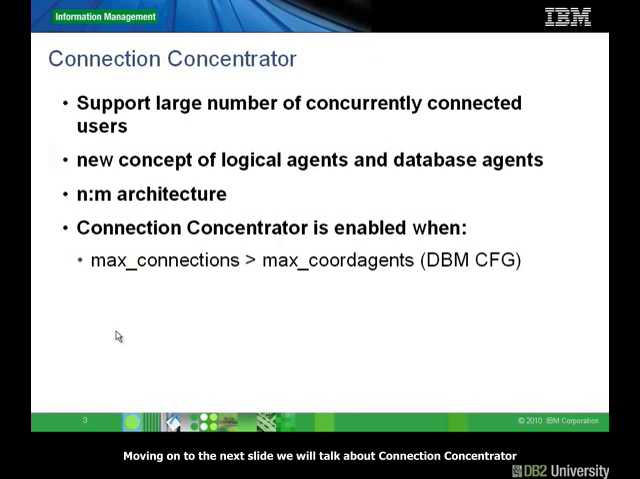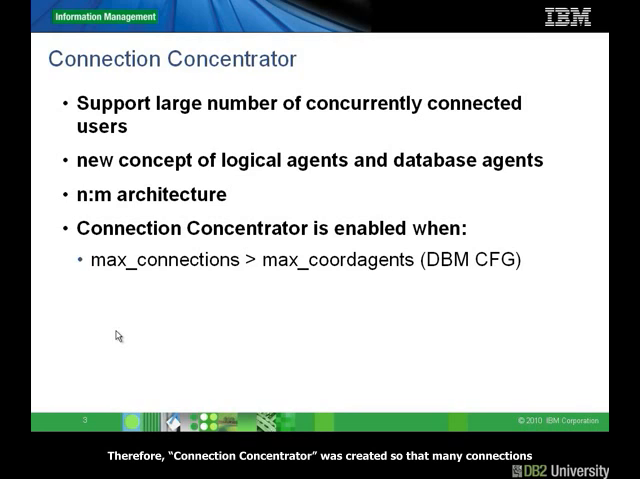Moving on to the next slide, we will talk briefly about connection concentrator. In the past, for every connection to a database, a DB2 agent had to be allocated to handle this connection. So for example, if you had 1,000 connections to a database, this would imply that 1,000 DB2 agents had to be spawned. Each agent can take between 1 meg to 5 meg of memory, so the more agents, the more memory is consumed on the server.